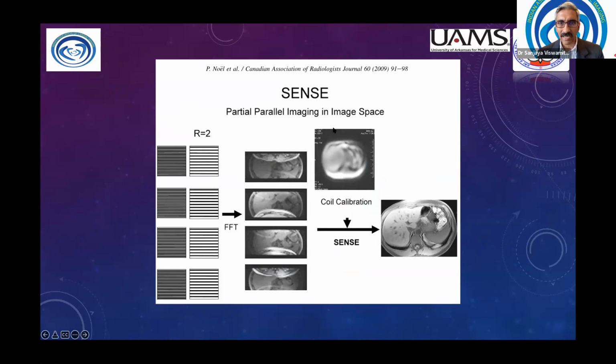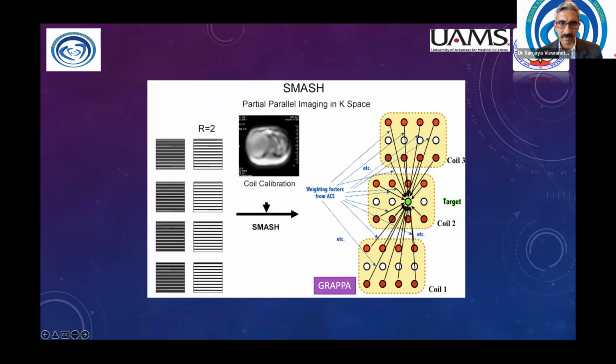There is a coil calibration sequence which is done prior to doing this, or usually prior to doing this. Some vendors might do it prior for the entire sequences. Some might do it at the beginning of every single sequence. This coil calibration is now used to unwrap these images and give you a full example. And we call this sensitivity encoding because it relies on the sensitivity of the coils.